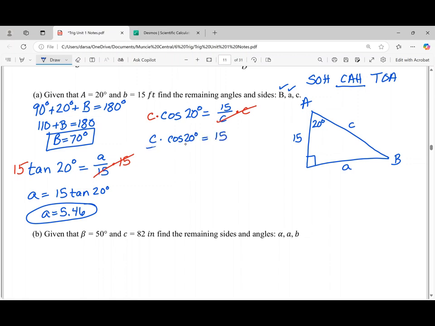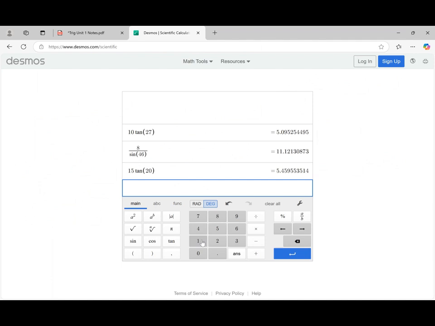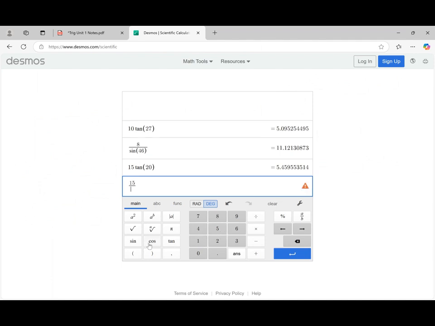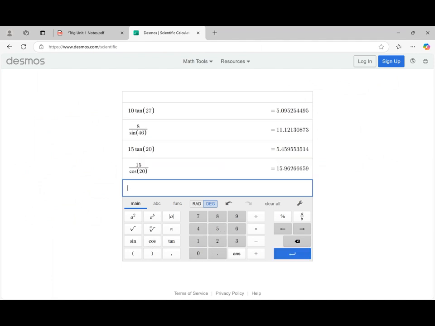To get cosine by itself, we'll divide both sides by cosine of 20, to get c by itself. On the left, the cosines cancel, and we get c is going to be equal to 15 divided by the cosine of 20 degrees. Put that into our calculator. 15 divided by the cosine of 20 degrees is 15.96.